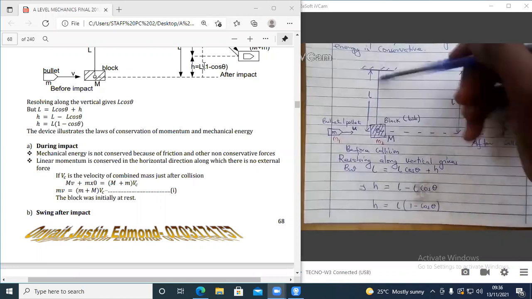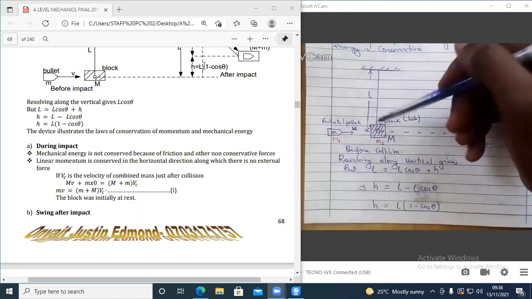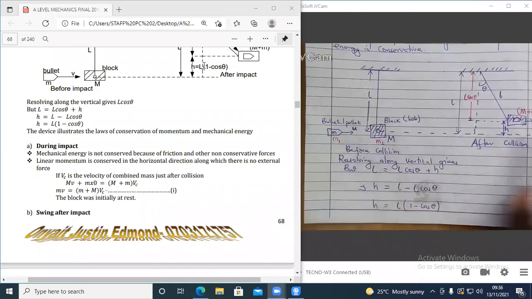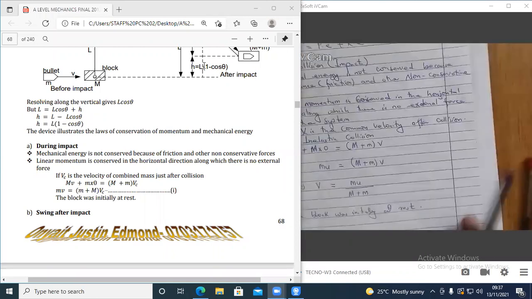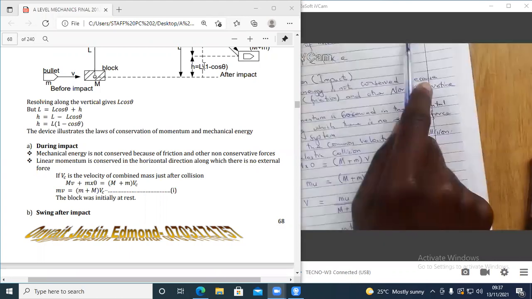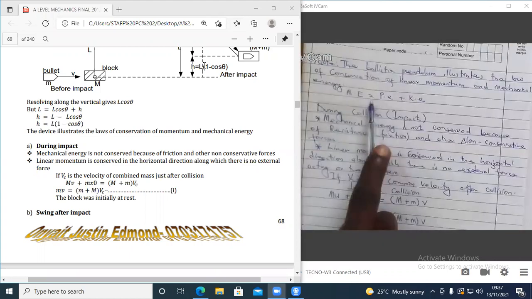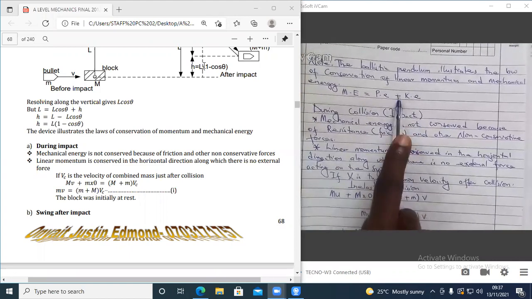This length must remain constant. That's why we are saying momentum is always conserved, because this length must remain constant. And for momentum to be conserved, we are only considering the horizontal components. So that's why we came here and said, ballistic pendulum illustrates the law of conservation of momentum and mechanical energy. And mechanical energy is equal to potential energy plus kinetic energy.